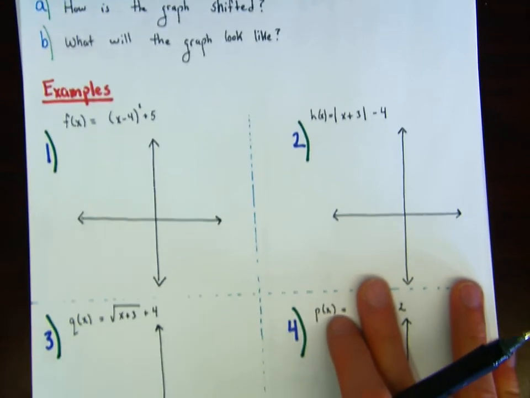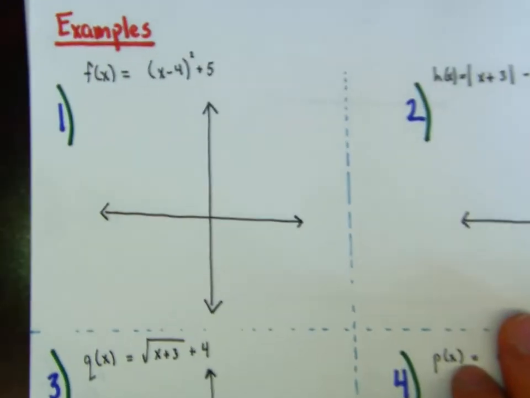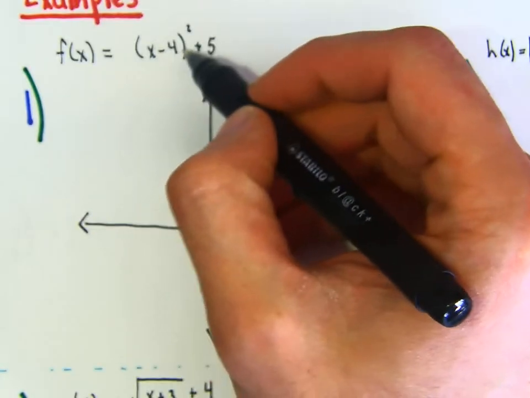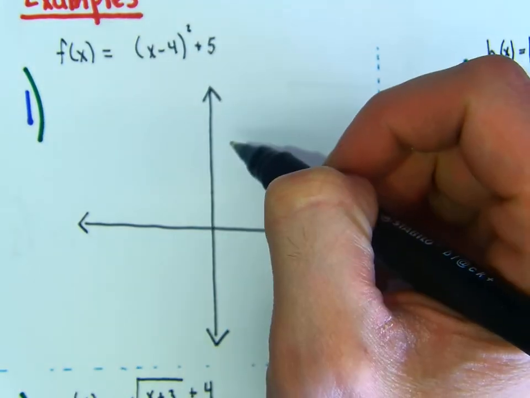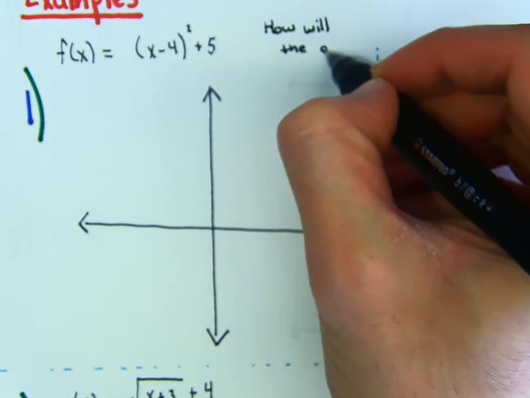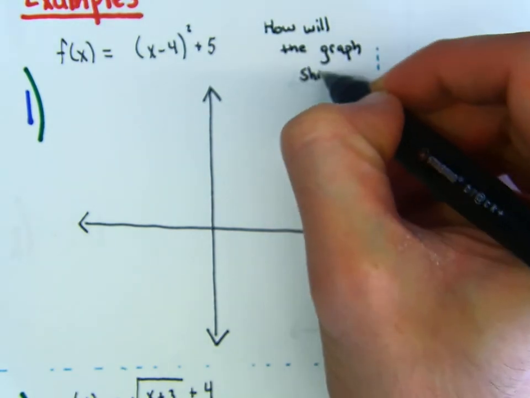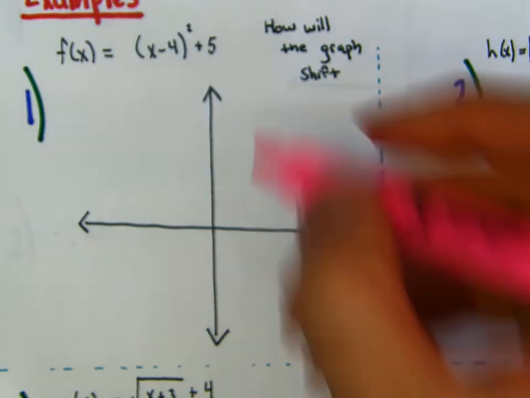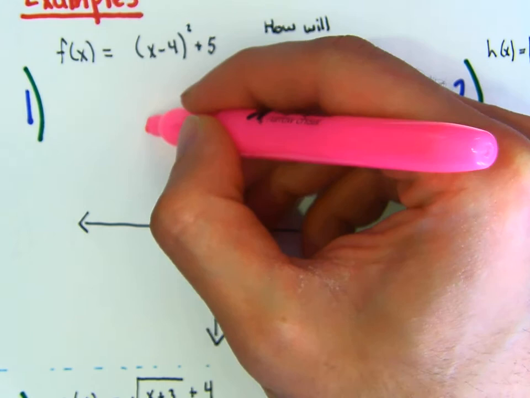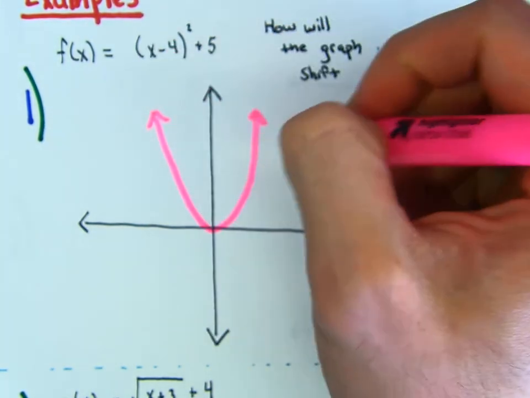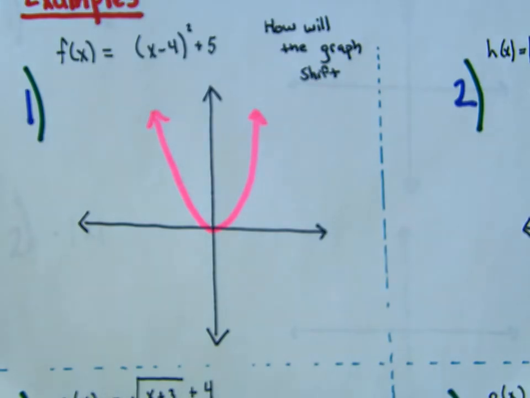Okay, so let's take a look at this one over here. If I take a look at question number 1, take a second and write it down, right? Here I have parentheses x minus 4 squared plus 5. How will the graph shift, right? How will the graph shift? Okay, because the original function, the OG, is x squared, right? This is the original function of x squared. Right? Now it's saying how is x squared going to move in this example?